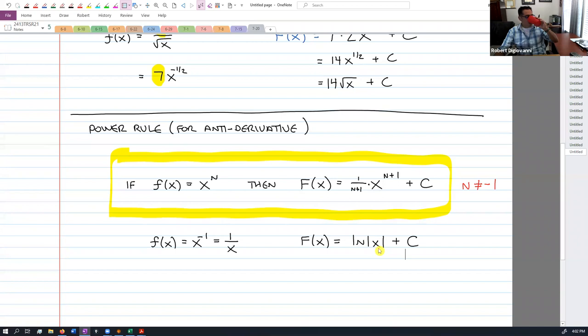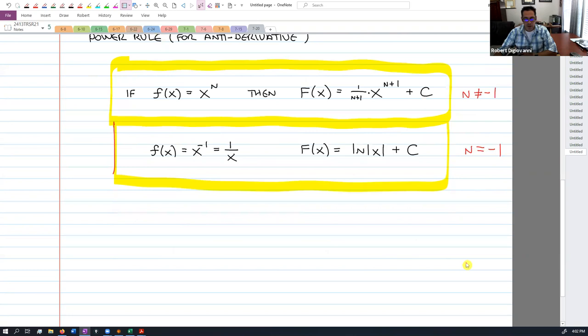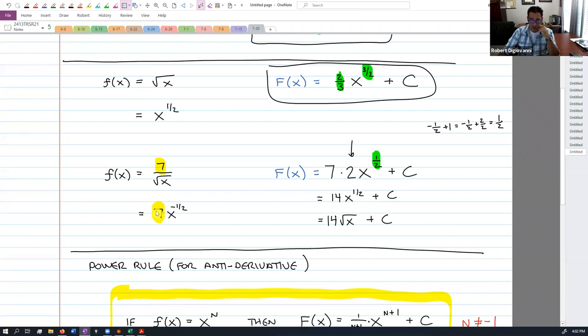So basically, both of these together cover all powers of n. All powers of n are now covered. With me? Okay, so what we've learned is that if we have a constant attached, it'll come for the ride, but backwards. We're going to apply the power rule, right? And that's how we do this.